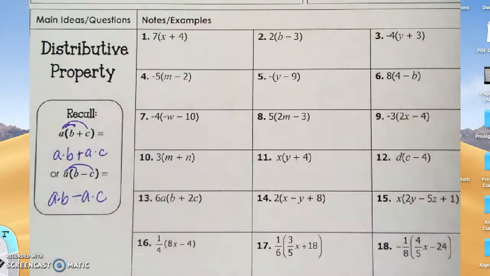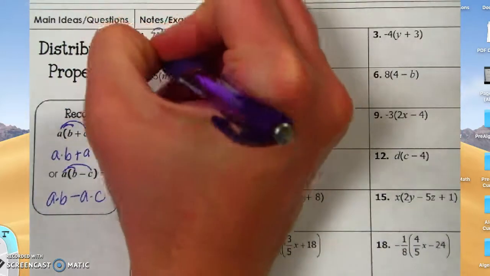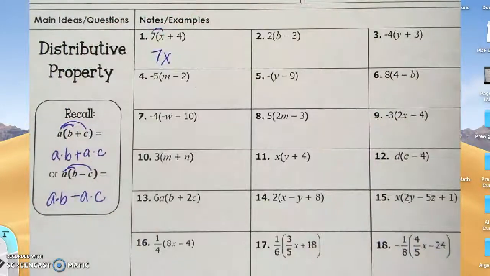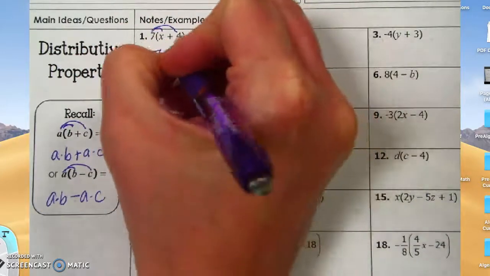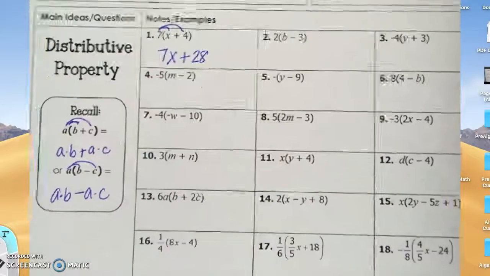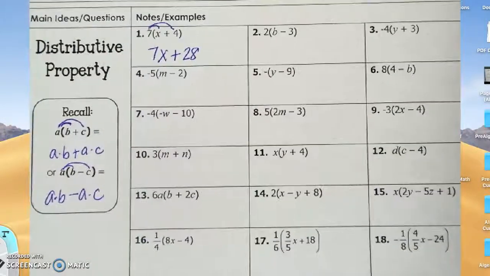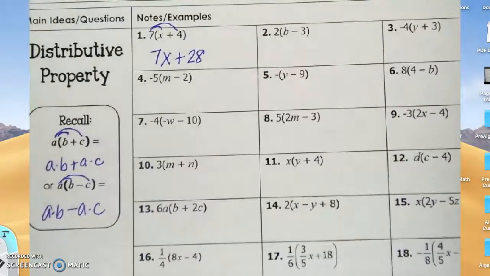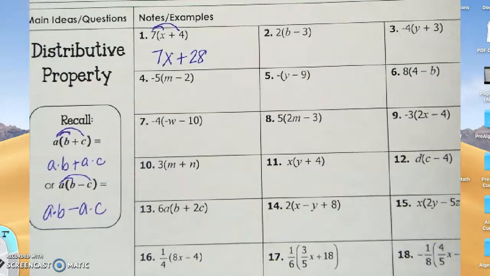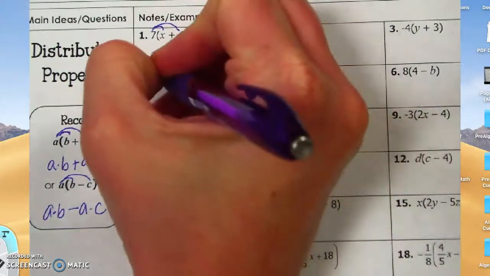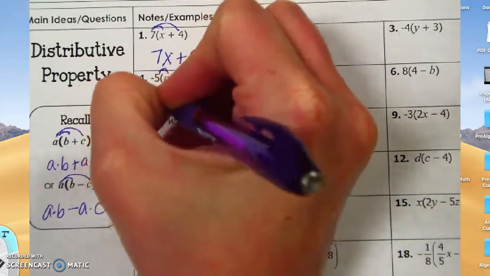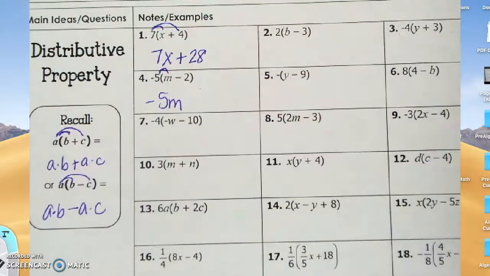So for number 1, we're going to do 7 times x, and we just write that as 7x. And then we do 7 times 4, and we get 28. So if you have a positive number, which again we don't say the word positive, you're going to write it as a plus sign, and then the 28 in this case. I'm going to actually go down the first column to do these. So negative 5 times m is negative 5m. We don't need to write a multiplication sign in between the two.